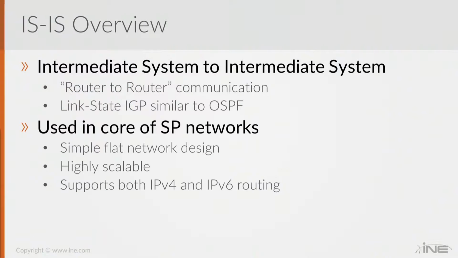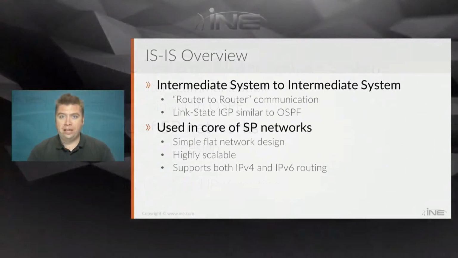Now, where ISIS is typically used is in the service provider core. The main reason for this is that it's scalable for very flat networks. It's a very simple design, it's a very simple implementation, and it supports both IP version 4 and IP version 6 routing. So a little bit later, when we look at the details of features of ISIS, we'll see there's definitely not as much functionality as there is in OSPF, because OSPF is typically designed for enterprise environments, where ISIS is typically just going to be a flat level 2 service provider core.